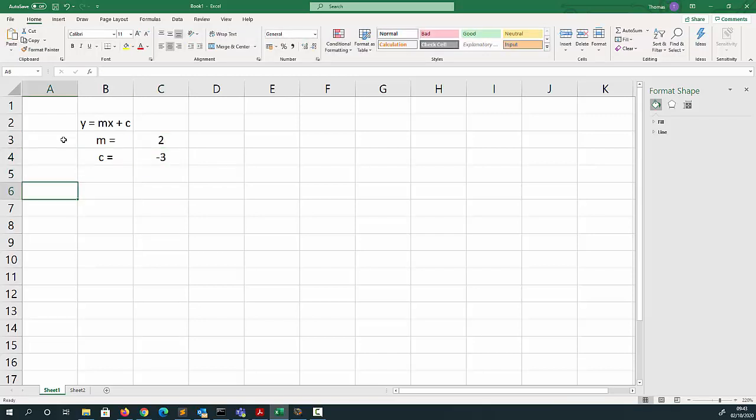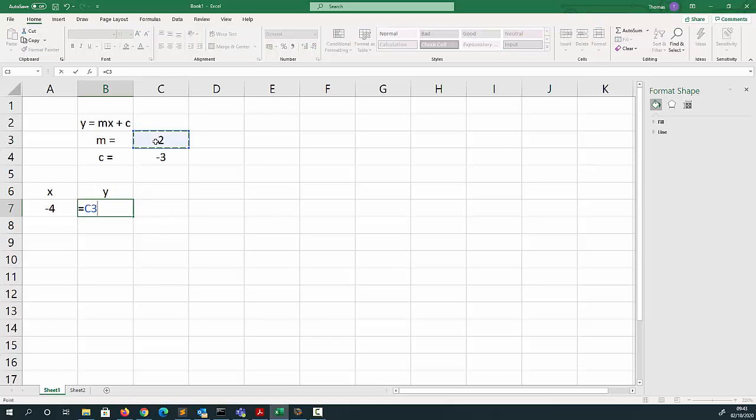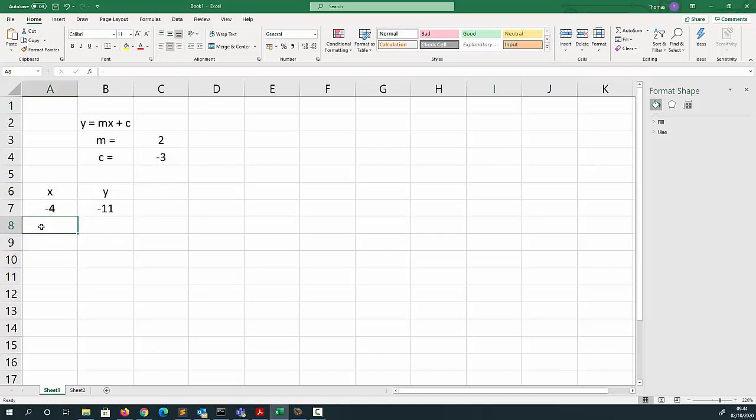Now we're going to create a table of x and y values. So let's set the initial value of x to be minus 4, and the y value is given by y is equal to m times x plus c. Okay, now the next x value is going to equal the previous x value plus 1. So minus 4 becomes minus 3. We now copy the value of y down into that cell and we get a value of 9.